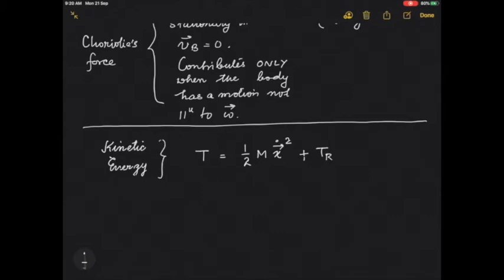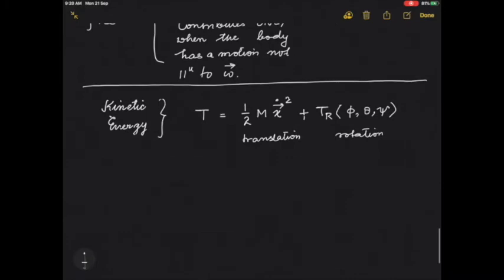And then I will have one part which is because of the rotation of the rigid body. So let's call that T_R. And this I can write in terms of any three parameters. I choose to write phi, theta and psi here, which are the Euler angles. So this is the translational part, and this is the rotational part. They're separated.